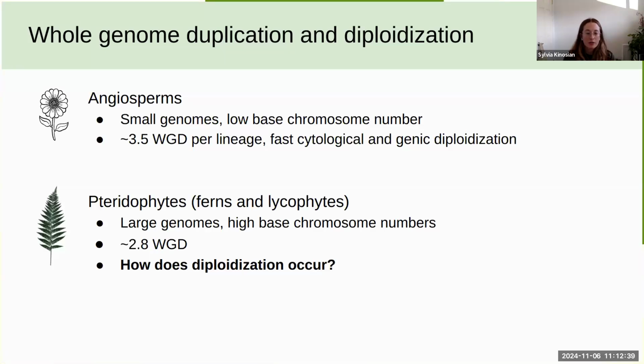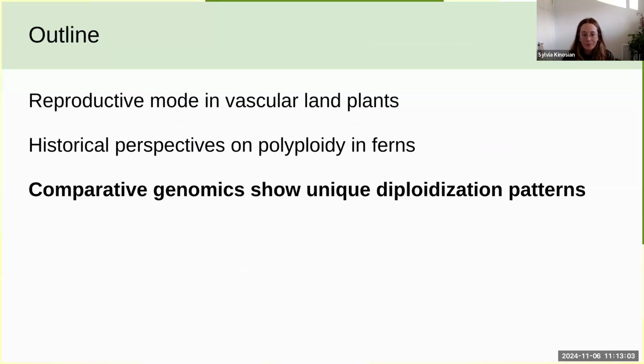Comparatively, homosporous pteridophytes have very large genomes and high base chromosome numbers. They have also gone through several rounds of whole genome duplication in their evolutionary history, perhaps not as many as angiosperms. And we're still unsure how diploidization occurs. We have this nice hypothesis that it may be through pseudogenation, but I was really interested in looking at this with some comparative genomics to understand what's actually going on here.